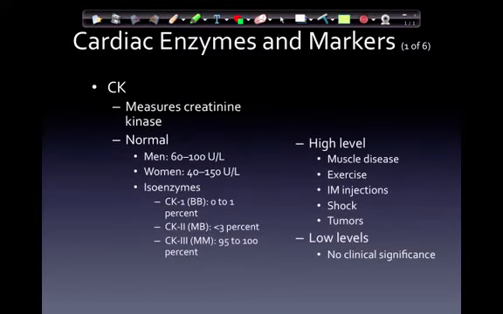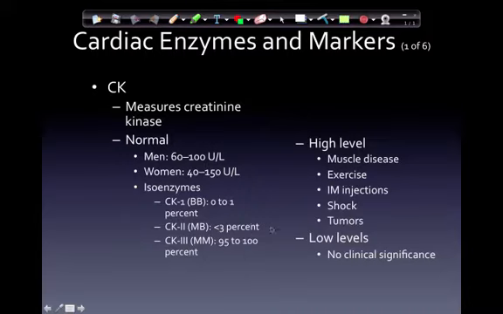It's going to talk about cardiac enzymes. CK measures creatine kinase. High levels of this would indicate muscle damage. Now, this is a non-specific test. This just says if your CK is high that you've had muscle damage. Whenever we get to the isoenzymes here in a second and start talking about them more, those are going to be more cardiac specific. So normal men 60 to 100 units per liter, and women 40 to 150 units per liter. Isoenzymes, CK1, CK2, CK3.